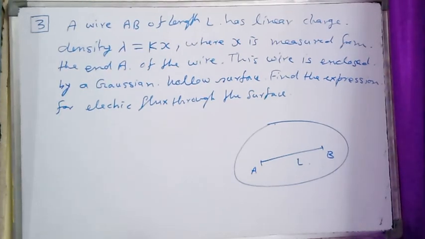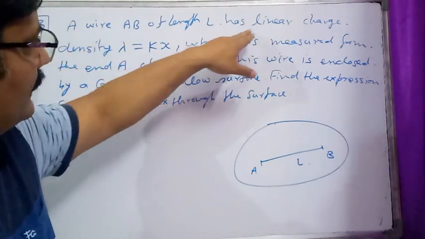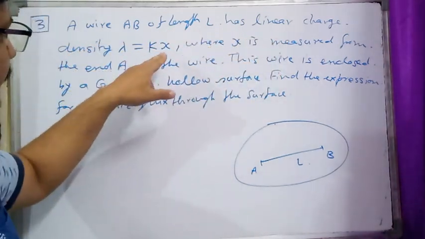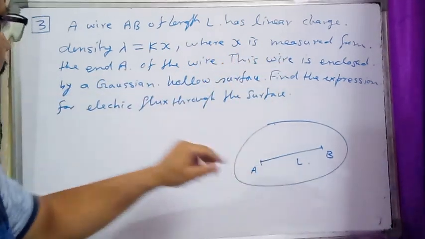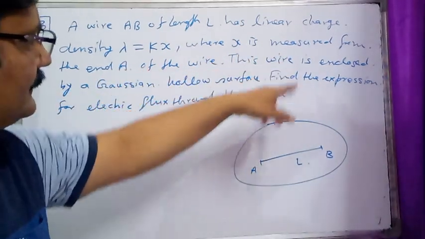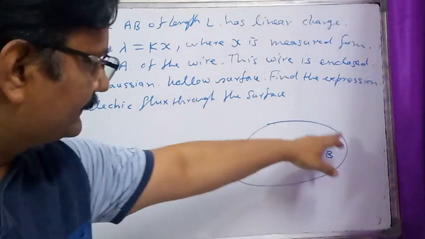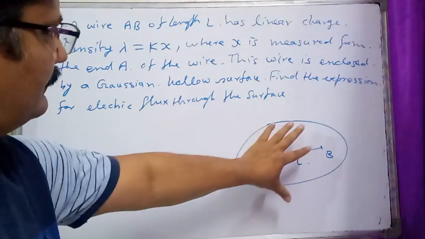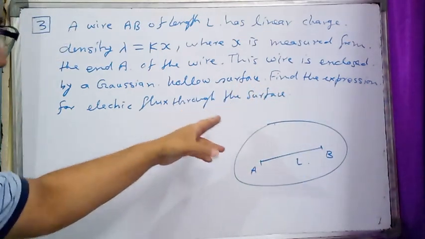Students, see, this is the third question. In this question, a wire AB of length L has linear charge density lambda equals kx, where x is measured from end A of the wire. This wire is enclosed by a Gaussian hollow surface. This is the Gaussian hollow surface enclosing the wire. Find the expression for electric flux through the surface.